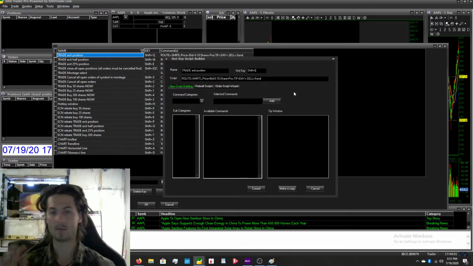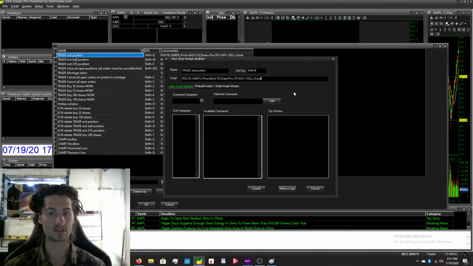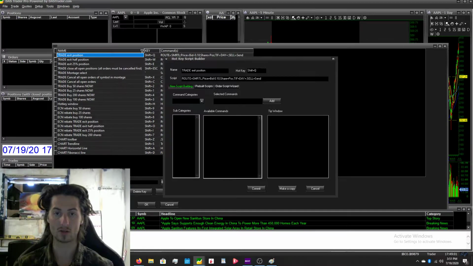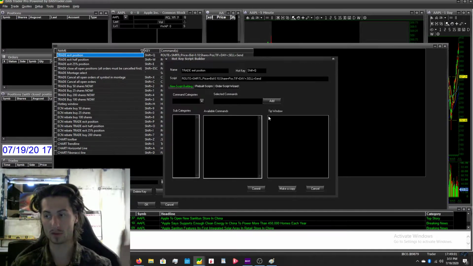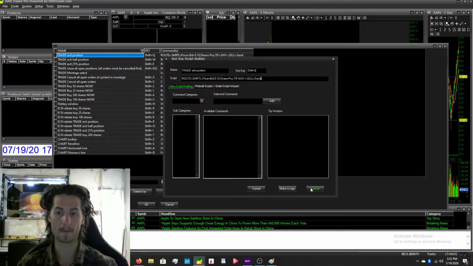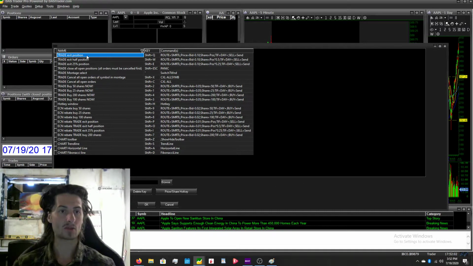It doesn't enter it into the montage and then not do anything, and then you have to click sell. It just does it right away. The second you click Shift Q, your order will be sent and it will be filled instantaneously into the market. So that's trade exit position.